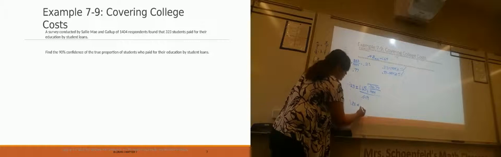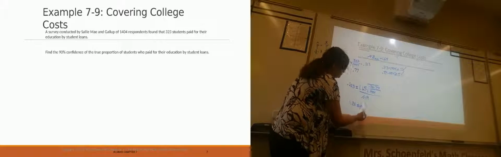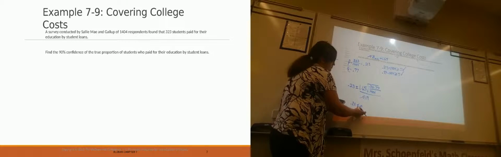Popcorn chicken. Why? Don't laugh at me. Why is it 0.23 minus?